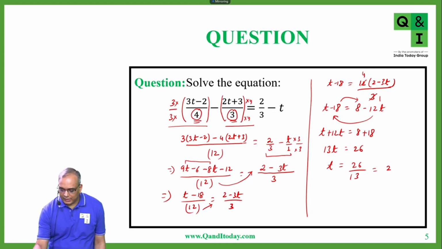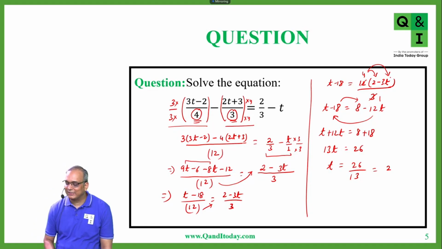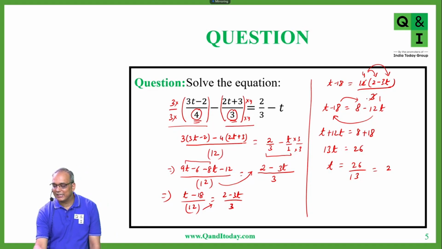So here, when we cancelled 12 by 3, we got 4. Now 4 gets multiplied to 2 as well as 3t. So 4 times 2 is 8 and 4 times minus 3t is minus 12t. Is it clear?